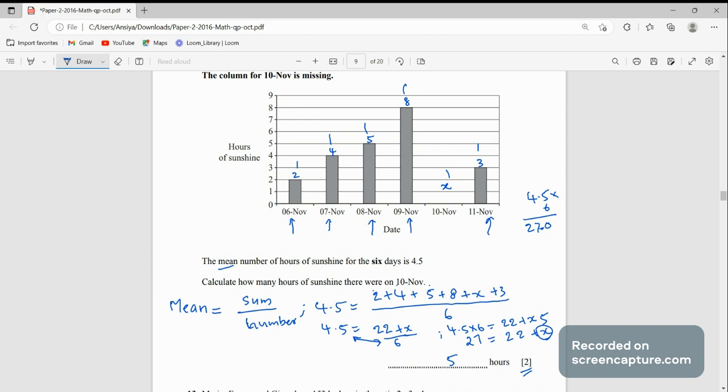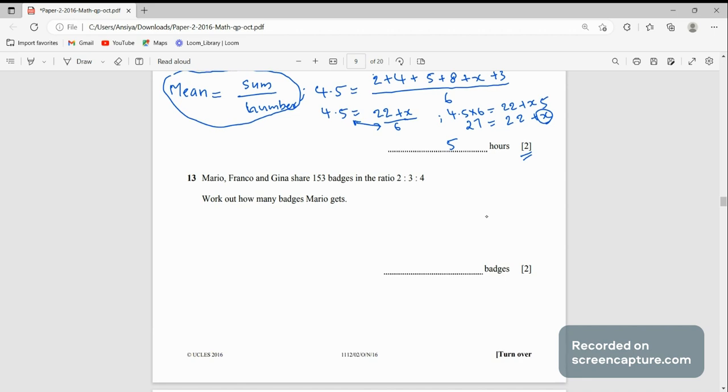Okay, so for doing this we should know how to calculate mean. Using this equation we are finding the unknown value. Next question.